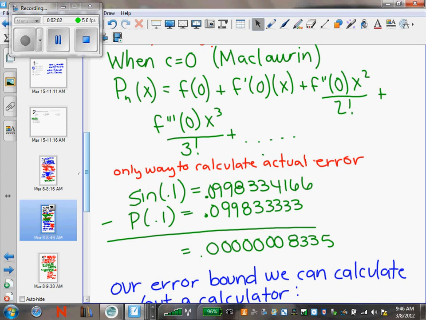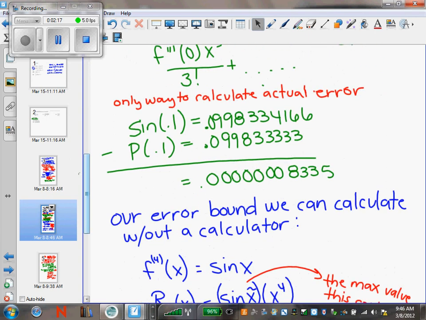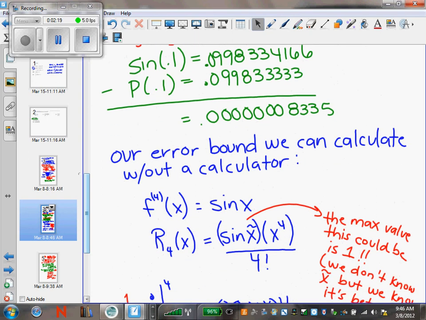Well, if you take the difference, that is the true error. So this value right here, 0.00000008335, is the actual error. That's pretty good error. I wish all errors were that good. The error bound is what you will be asked to find.